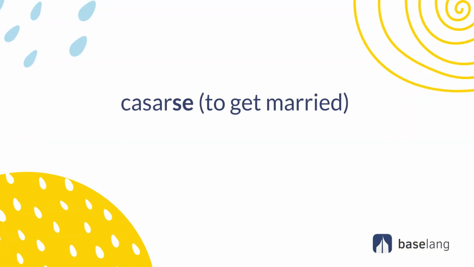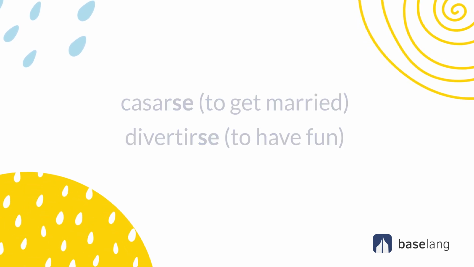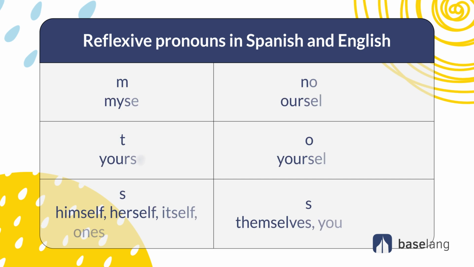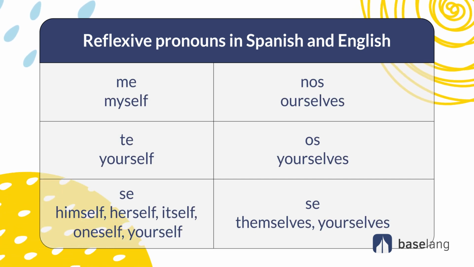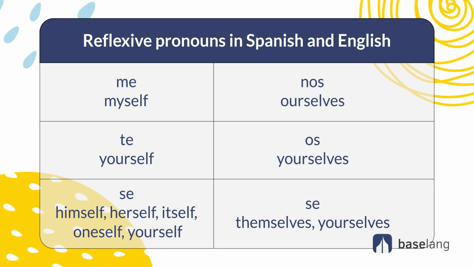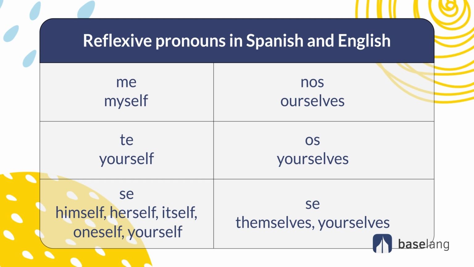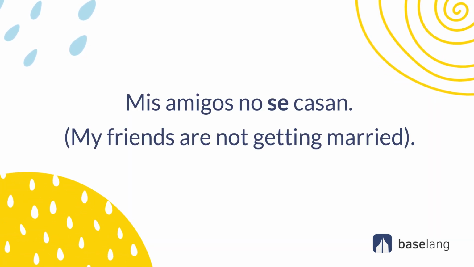There are just a few options, so let's see each one. Reflexive verbs in Spanish use the pronoun se attached to the end of the infinitive, like casarse, to get married, and divertirse, to have fun. When conjugated, the appropriate reflexive pronoun, me, te, se, nos, os, se, is placed before the verb. In simple sentences, the reflexive pronoun goes before the conjugated verb, even in negative sentences. Mis amigos no se casan. My friends are not getting married.